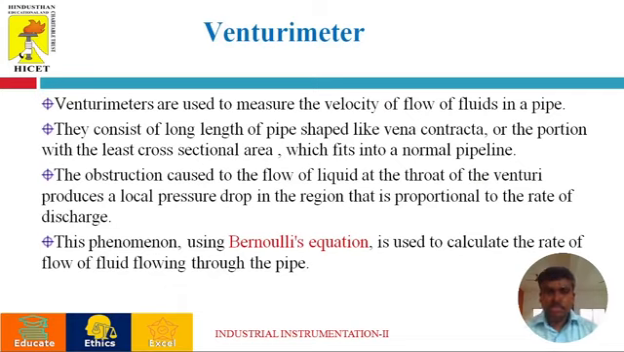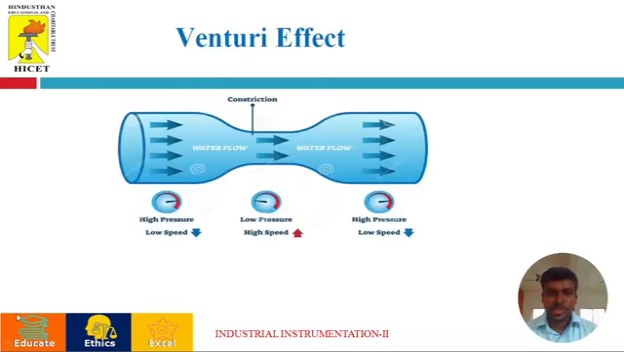Venturi meters also have become popular in industries like orifice. They are mainly used to measure the velocity of flow in a pipe. When compared to orifice, Venturi has a long pipe. It can fit any pipe size in a normal pipeline, and it has no restriction. The pressure difference is created by the design itself, by the throat. And this also uses Bernoulli's equation, where the flow rate is measured with the help of the pressure difference.